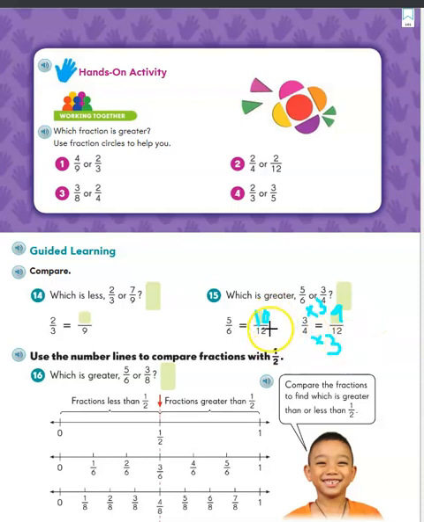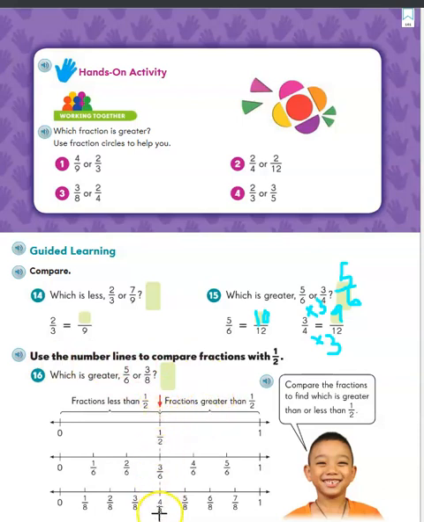We know that 10/12 would be greater than 9/12. So it looks like 5/6, I'm going to write it up here because I don't have much room. So 5/6 is greater than 3/4. And then number 16, we are just using our benchmark fractions to help us figure out which one's greater, 5/6 or 3/8. So it's telling us to use the number lines to compare fractions with 1/2.